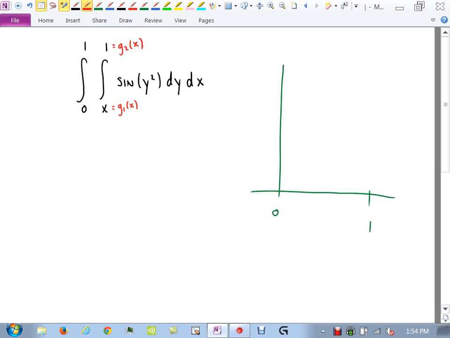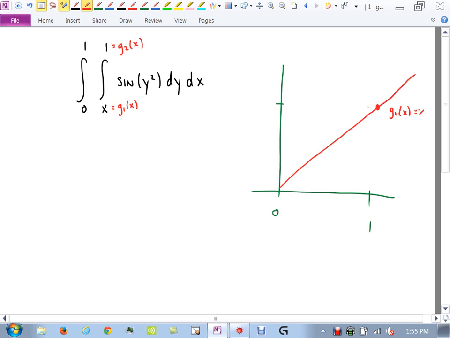Why am I not saying h? Because this is a type 1 region, right? Type 1s are where your x is between two constants and your y is between two functions. So I can actually draw those over here, can't I? G1 is the one on the bottom. What does y equals x look like? It's just a perfect diagonal. Looks like that. I think I'm way off on that. That would be g1 of x.